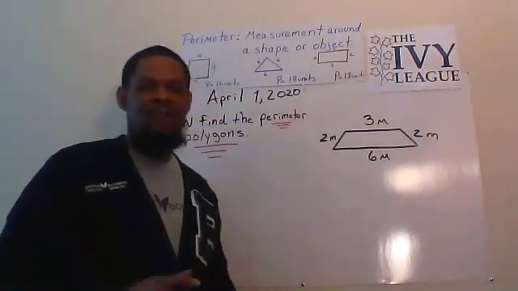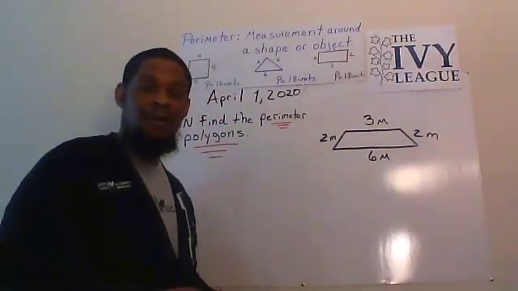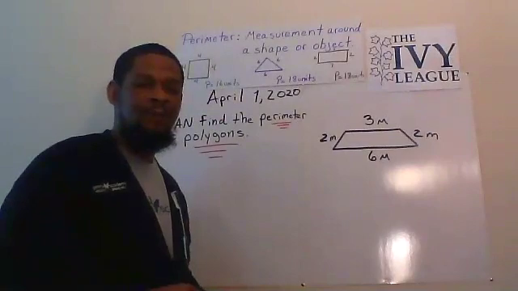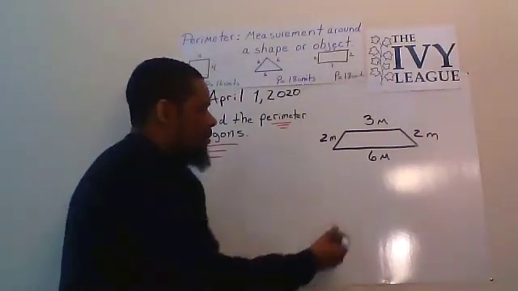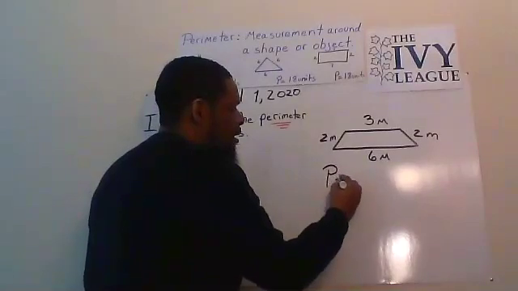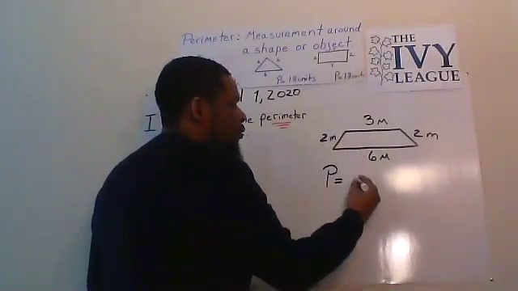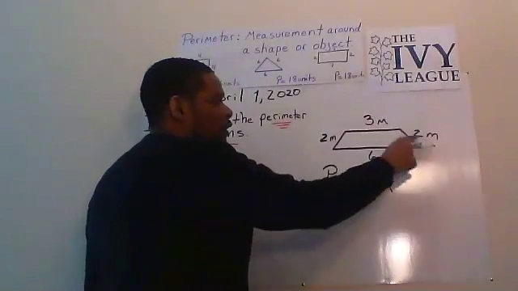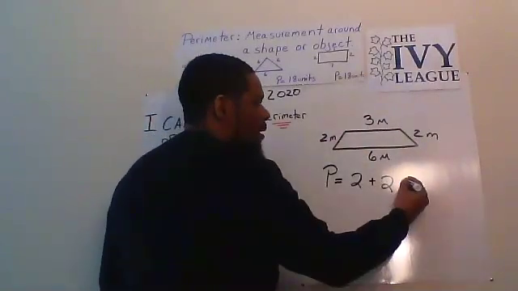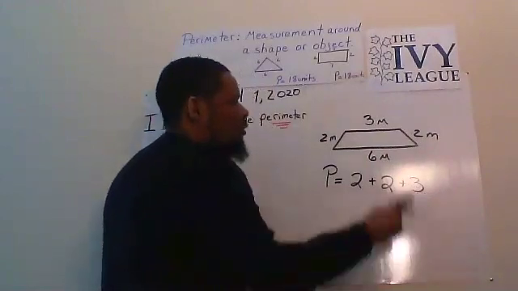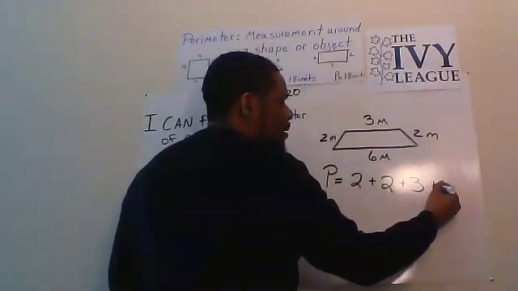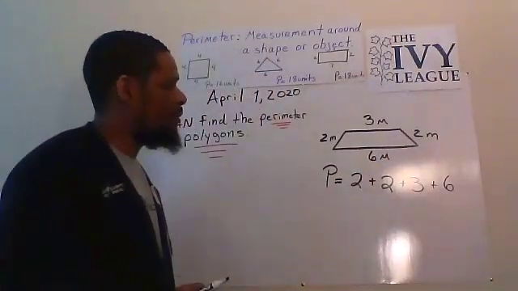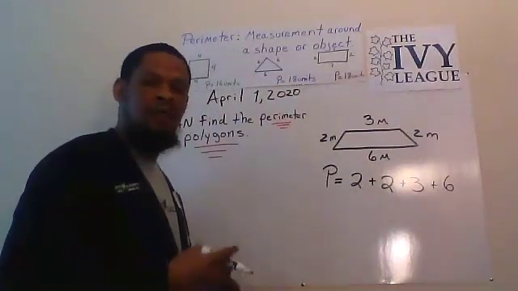All right, I see a lot of people already. Can I get a volunteer to give us the equation you use to find the perimeter of the trapezoid? Excellent job. P equals 2 plus 2, which is the short sides of the trapezoid, plus 3, which is my top side length, plus 6, which is the bottom longest side length, okay? So we're going to add these side lengths together so we can find the perimeter.